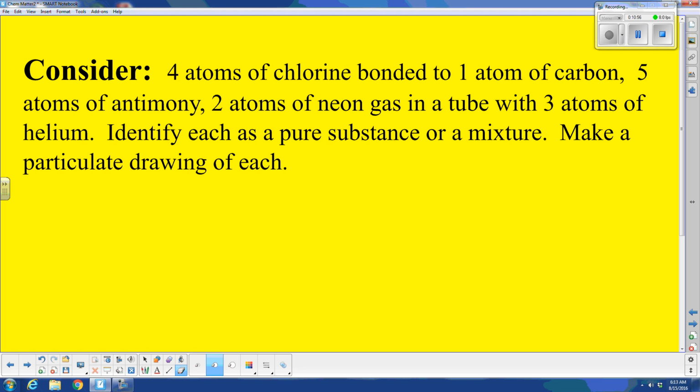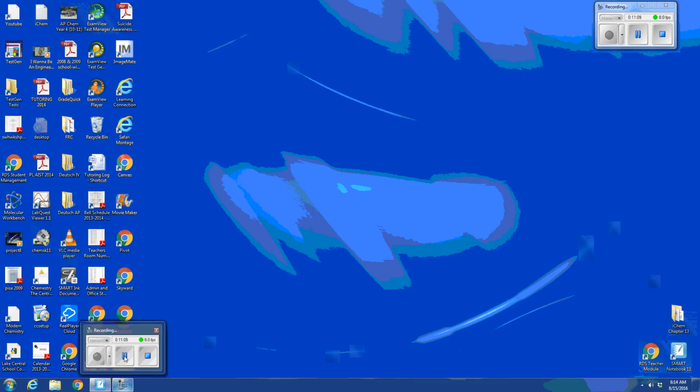Here you go. You guys do this one. You've got 4 atoms of chlorine bonded to 1 atom of carbon. You have 5 atoms of antimony, and then 2 atoms of neon gas in a tube with 3 atoms of helium, and draw them. Bring me back when you're ready.